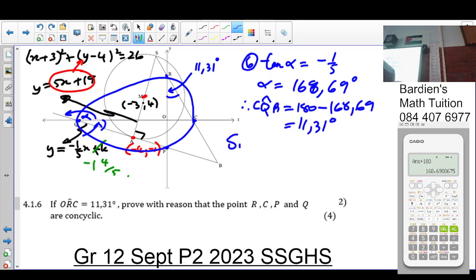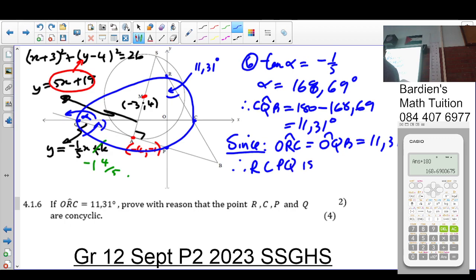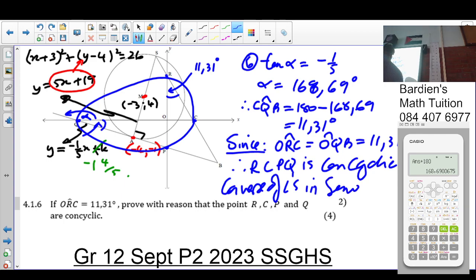So now we say since ORC is equal to OQB, which is equal to 11,31, therefore RCPQ is concyclic. Why? Because of the converse of angles in the same segment.